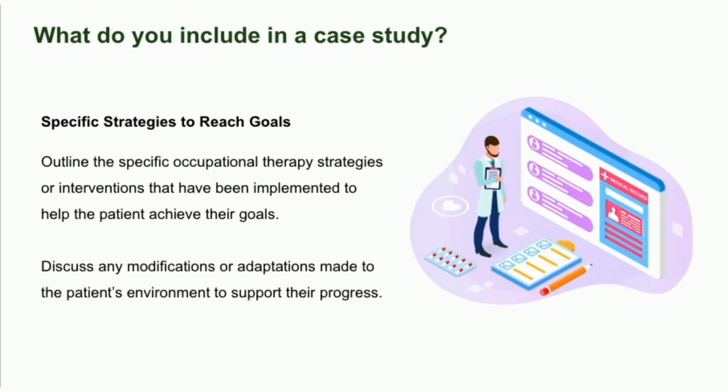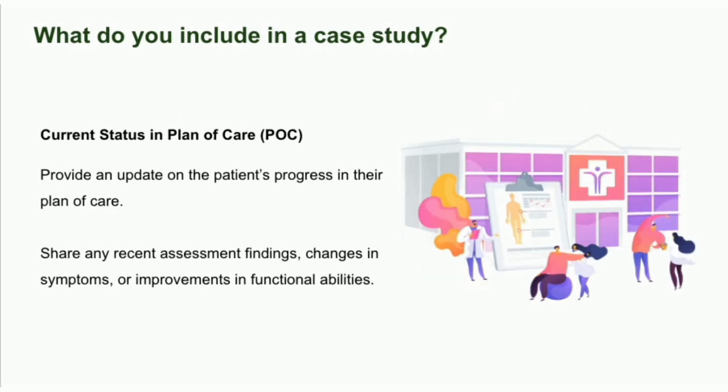So next is specific strategies to reach goals. Outline the specific occupational therapy strategies or interventions that have been implemented to help the patient achieve their goals. Discuss any modifications and adaptations made to the patient's environment to support their goals. Current status in their plan of care. Provide an update on the patient's progress in their plan of care and share any recent assessment findings, changes in symptoms, or improvements in functional abilities.